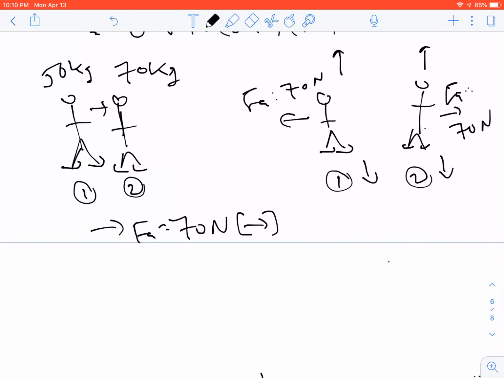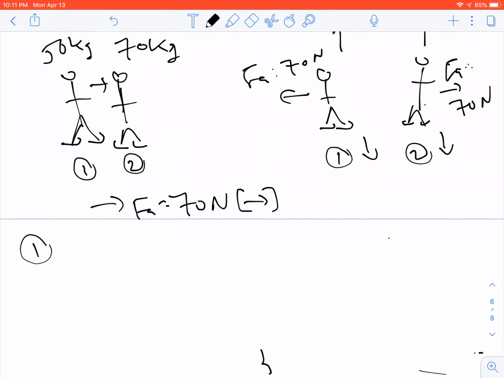So now if I look at the rate of acceleration, there's Newton's third law. Those are the action and reaction forces. There's our free body diagram for them. Skater 1 is going to speed up in the left direction as skater 2 accelerates in the right direction. And now we can calculate the rate of acceleration for both.